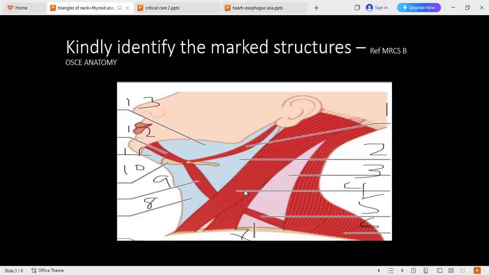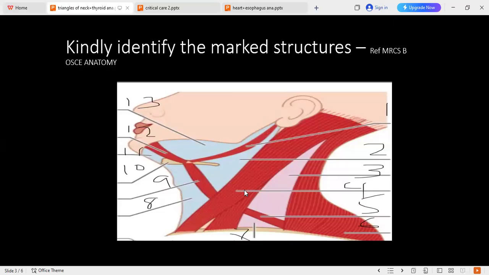Very good. Okay. Please tell me the contents of the carotid triangle. Yes, ma'am. It contains the carotid sheath and the ansa cervicalis nerve. The carotid sheath contains the common carotid artery, internal jugular vein, and vagus nerve, and the ansa cervicalis lies outside this. Very good. Okay. All right.